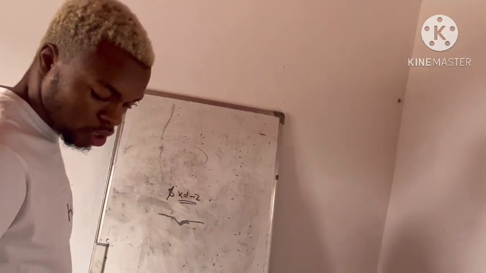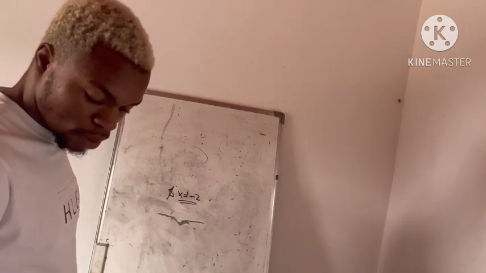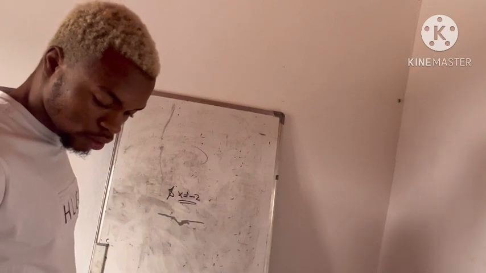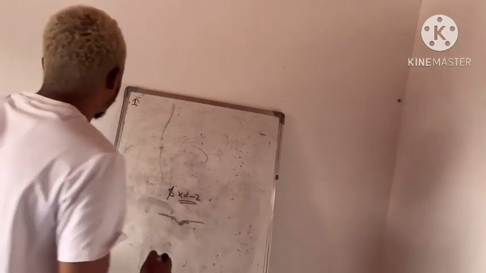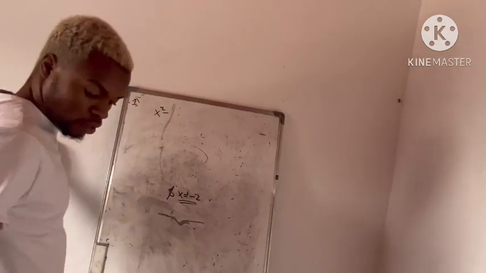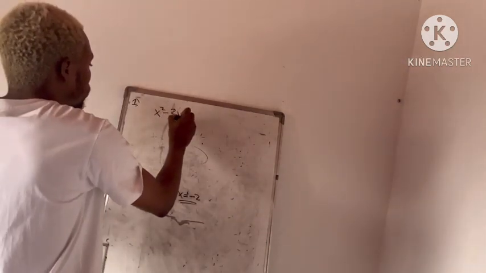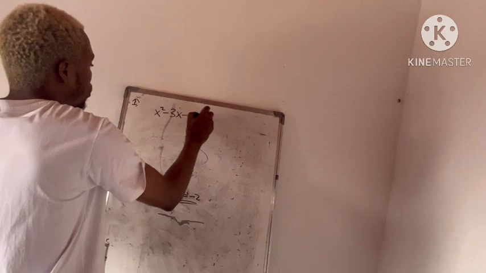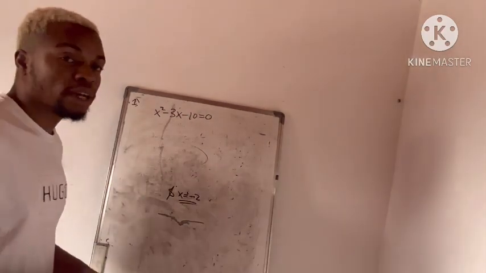Oh, I've cancelled out the equation. Sorry for that. Let me check on it again. So we have x squared minus 3x minus 10 equal to 0.